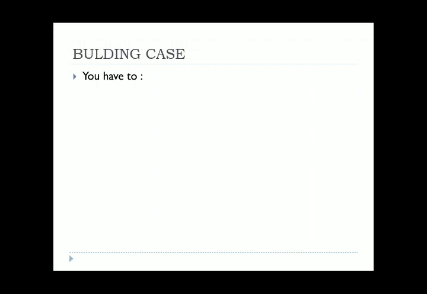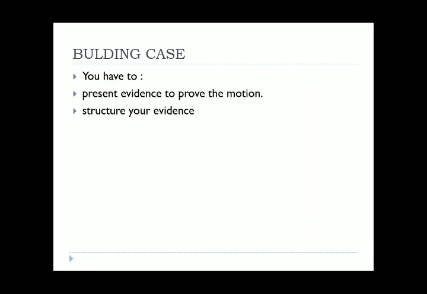Okay, the first thing about building a case is presenting the evidence to prove the motion. For example, the motion is Indonesia should have a national lockdown immediately. So you as a government team should present the evidence to prove that the lockdown option is right. While if you are from the opposition, you have to say that the lockdown is not the choice. And then next you have to structure your evidence.